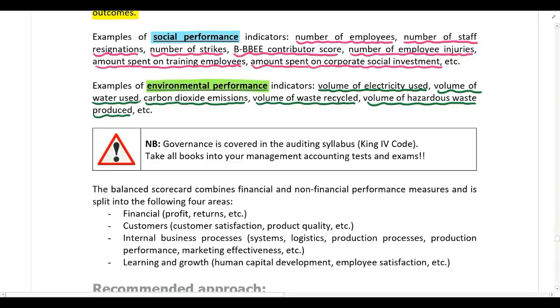Then when it comes to governance, please remember governance is covered in the auditing syllabus. So you cover the King IV code in the auditing syllabus. So please remember, guys, to always take all of your books into your management accounting papers just in case they examine governance in the management accounting paper.